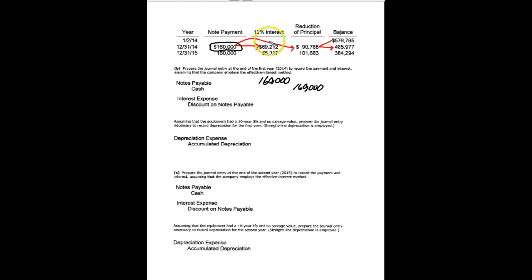Okay, then we also have interest expense, $69,212. And then we're going to reduce our discount on notes payable once we recognize that interest. And let's go post that. So we've posted that. Let's post this to the discount.